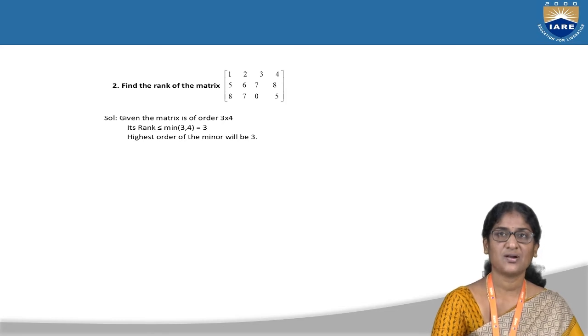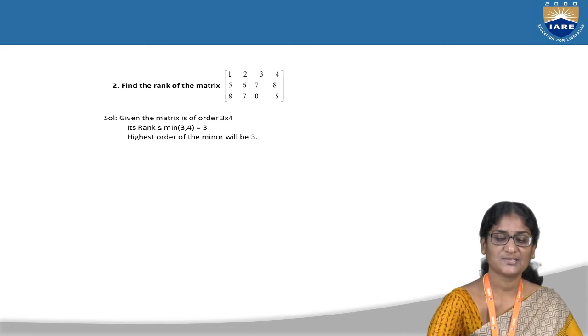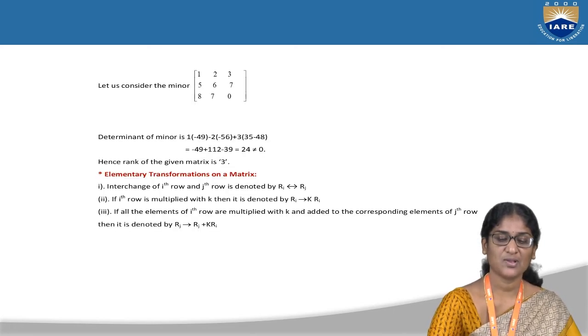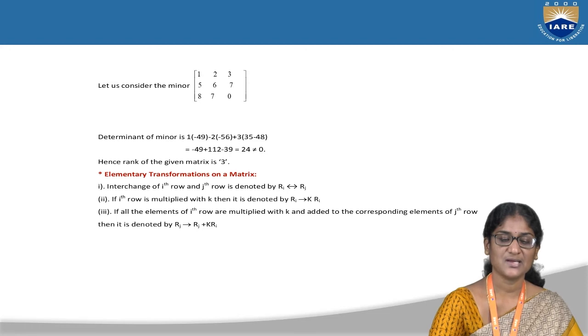So, the highest order minor will be 3. Like this, you can understand the rank of the given matrix. Now, let us consider the minor of 1, 2, 3, 5, 6, 7, 8, 7, 0. The determinant of the given matrix is 3. Therefore, it is of third order. The rank of this matrix is 3.